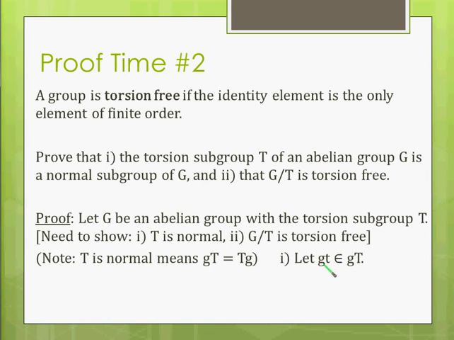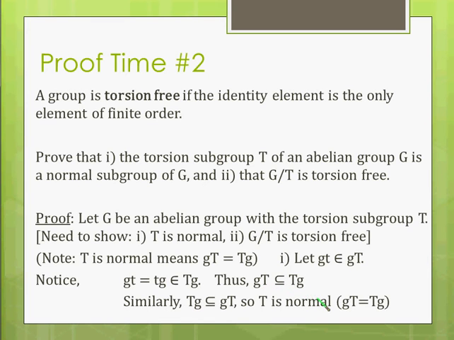So we take an element in GT, and since G is abelian, GT equals TG. Thus, GT is in TG. And we use the exact same logic to show that the opposite is true as well. So we have T is normal.